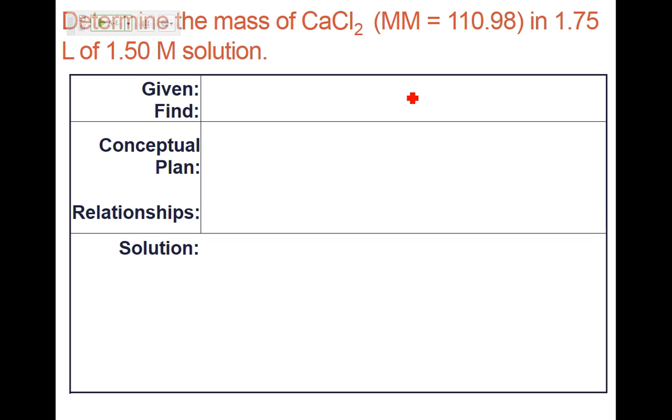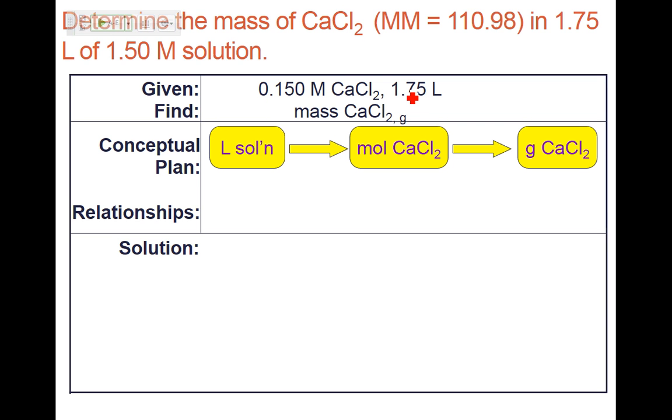As soon as you see molarity, write your relationship. So I know how much volume I have, and I know my concentration, so I can calculate my mass. My conceptual plan, though, is that first I have to calculate my moles, because my molarity is a relationship between my moles of calcium chloride and my liters of solution. So I first have to calculate my moles, and then I can calculate the mass, because I know my molar mass. I can find that from the periodic table.